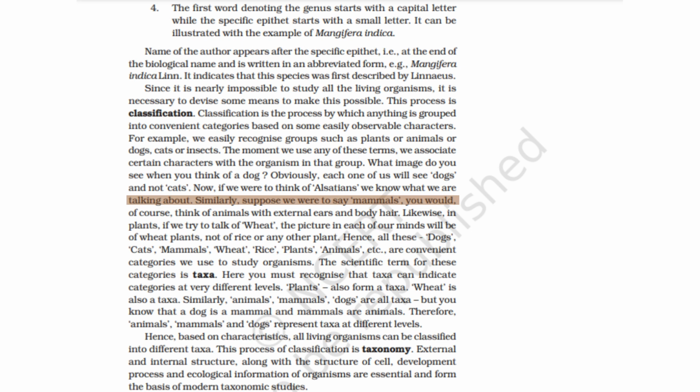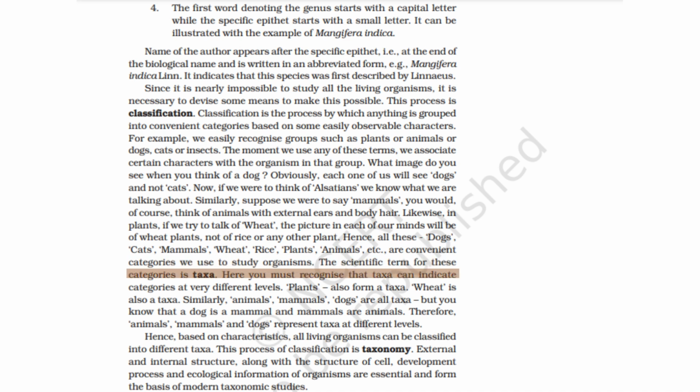Similarly, suppose we were to see mammals. You would of course think of animals with external ears and body hair. Likewise, in plants, if we try to talk of wheat, the picture in each of our minds will be of wheat plants, not of rice or any other plant. Hence, all these dogs, cats, mammals, wheat, rice, plants, animals, etc. are convenient categories we use to study organisms. The scientific term for these categories is taxa.